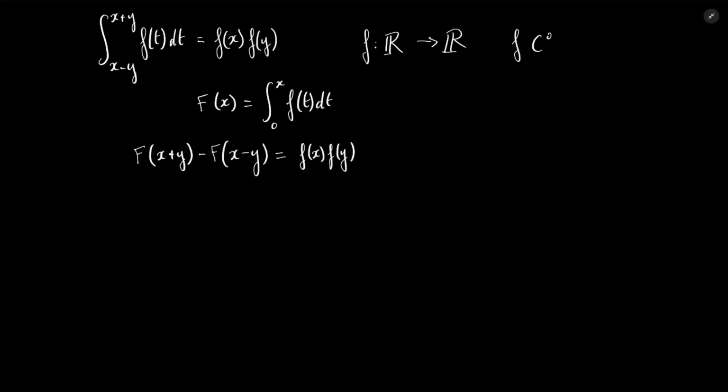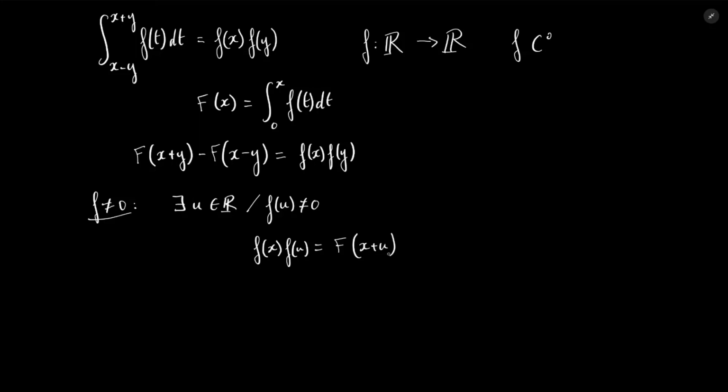What we would like to see is what kind of function f that is not always equal to 0 can verify this equation. So we are going to assume that f is different from 0, and this means that there is at least one u that belongs to the set of the real numbers, such that f of u is different from 0. And so thanks to that, we can write that f(x) f(u) is equal to big F of x plus u minus big F of x minus u.